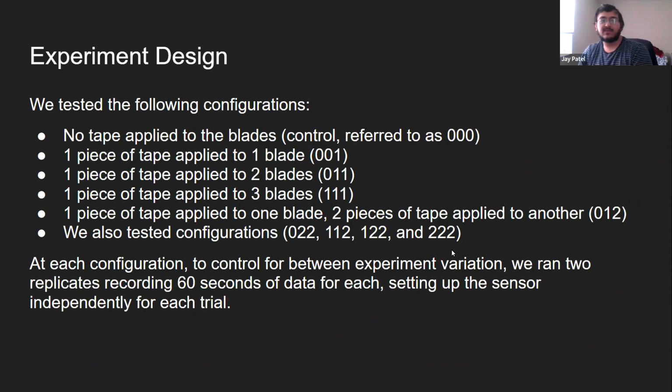Our design was various types of configurations of tape on the blades. As you can see here, 000 would correspond to no tape anywhere, but then 001 would be one piece of tape on one blade, and so on. We ran about 2 replicates for each configuration, and about 60 seconds of data for each sample.